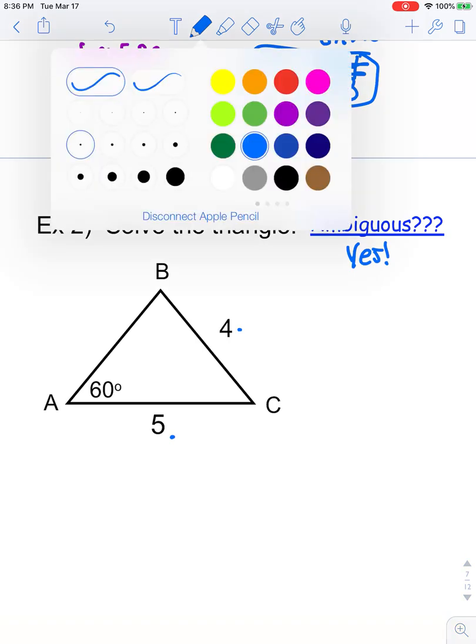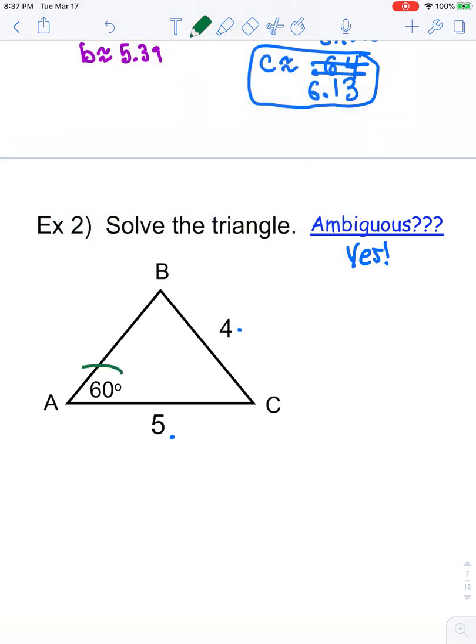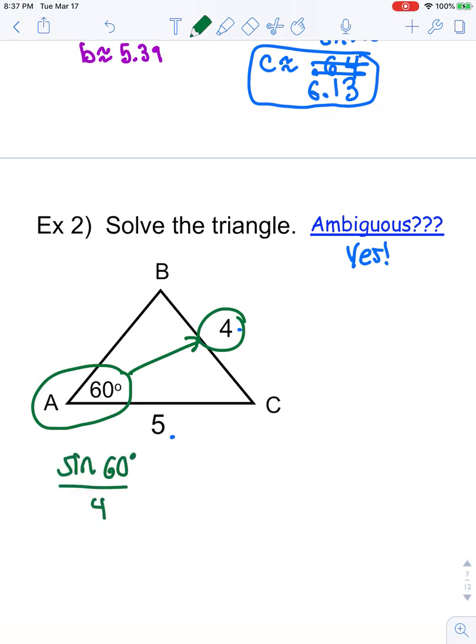When we start this problem, look for one complete ratio that you'll be able to write. So for example, this angle and the side across from it, I can start with that. Sine of 60 divided by 4 equals. Now, the only other thing I know is side 5. So I'm going to have to use that to solve for angle B straight across from it. If I said the sine of angle B over 5, this would allow me to solve for angle B.